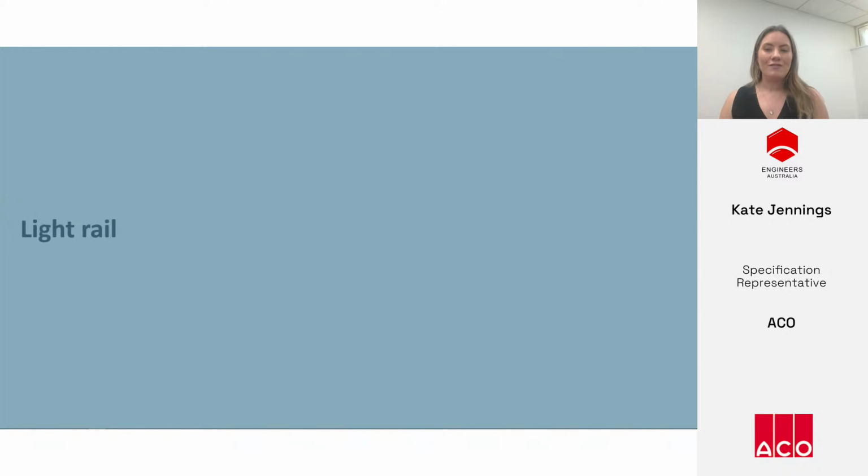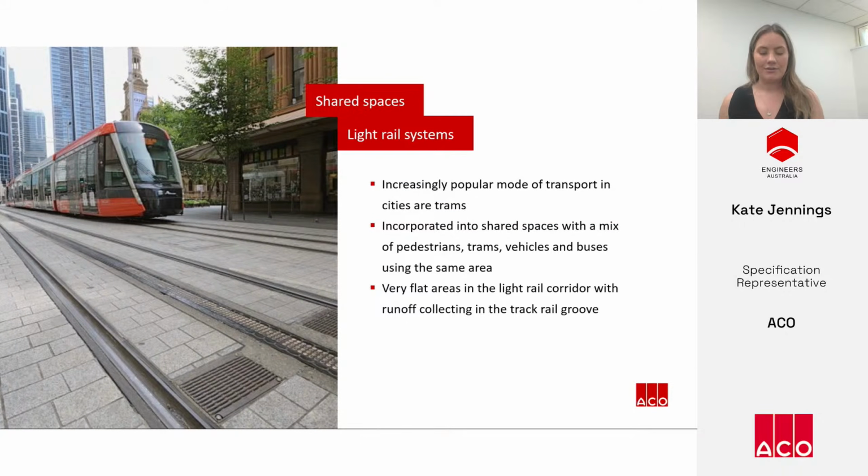Light rail is often the epitome of shared spaces, combining pedestrians with motorists and trams. And with state governments all over the country investing billions of dollars into public transport, we're seeing a rise of new metro lines and light rail projects that connect commuters from their home into city centres and create shared spaces around each station through highly trafficked pedestrian areas. Designers are being challenged to provide effective drainage solutions in very flat areas and with the complexity of draining the track rail grooves too.